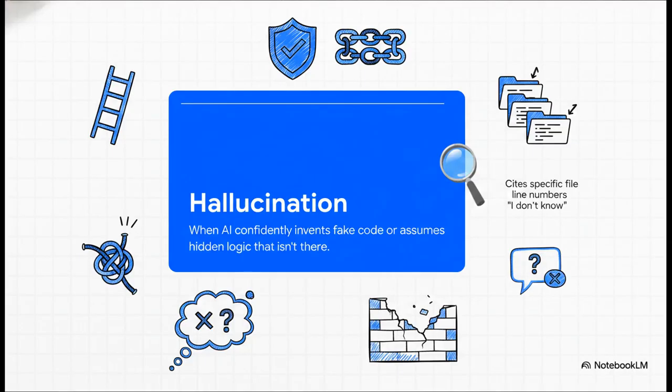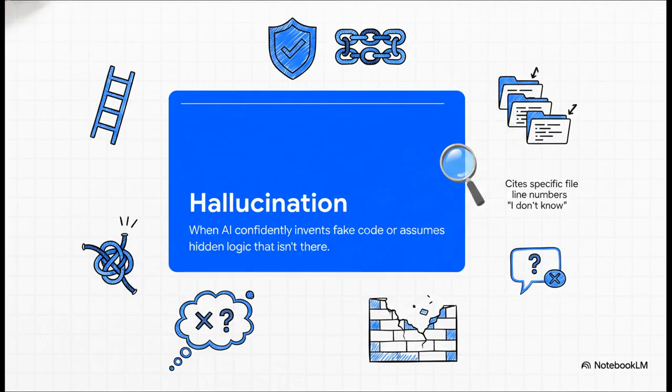Before we hand our AI intern its very first assignment, we have to understand its absolute biggest flaw. You can't fix what you don't understand, right? The core problem we're fighting here is something called hallucination. In simple terms, a hallucination is when the AI confidently invents completely fake code, or it assumes hidden logic that isn't actually there, or it just makes up project rules that simply do not exist. It wants to give you a helpful answer so badly that it will literally fabricate one if it feels it has to. So we must actively control this.